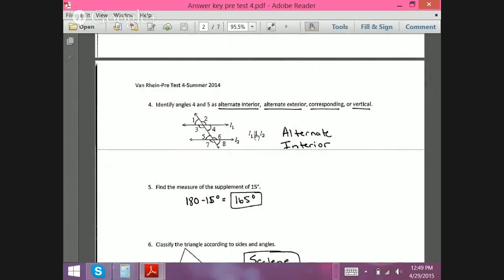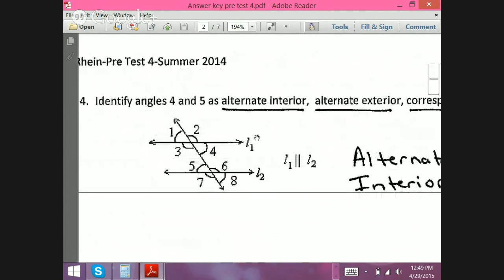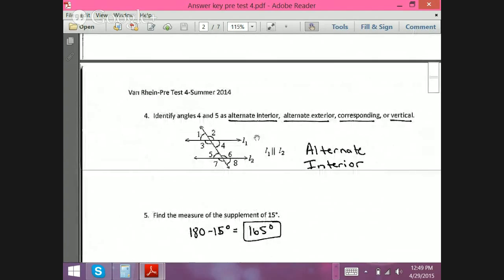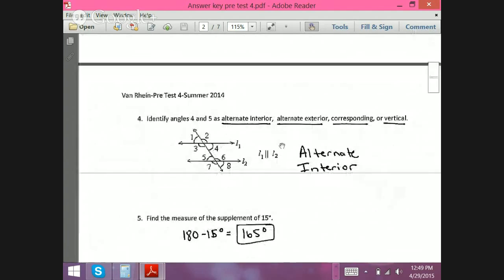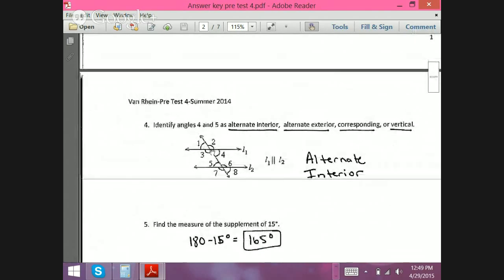So if I say, what are 1 and 4? Well, 4 and 5 are alternating, or sorry, if I say 1 and 4, those are vertical angles, which is a choice here, right there, vertical. 1 and 4 are vertical. 1 and 5 are corresponding. 1 and 8 are alternating exterior. So know those 4 terms: alternating interior, alternating exterior, corresponding, and vertical.